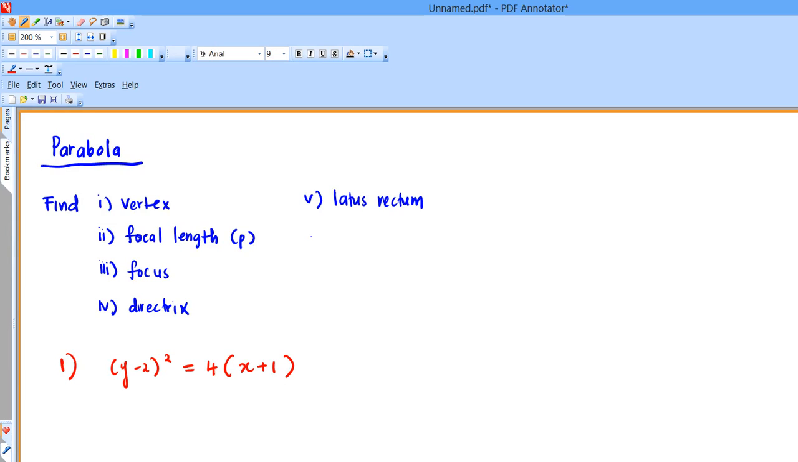I will show you how to find vertex, focal length P, focus, directrix and latus rectum, and then how to sketch the graph based on this information. Okay, for the first example, we have a standard form of parabola (y - 2)^2 = 4(x + 1). For this equation, we know that this is a horizontal parabola.